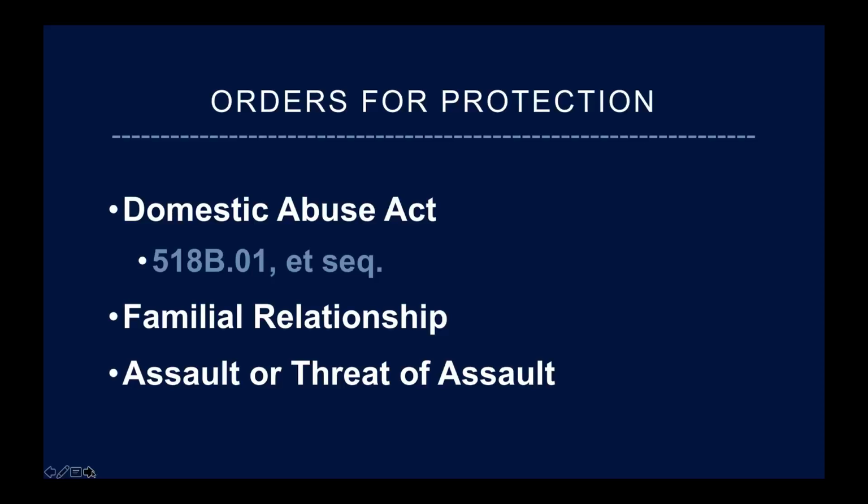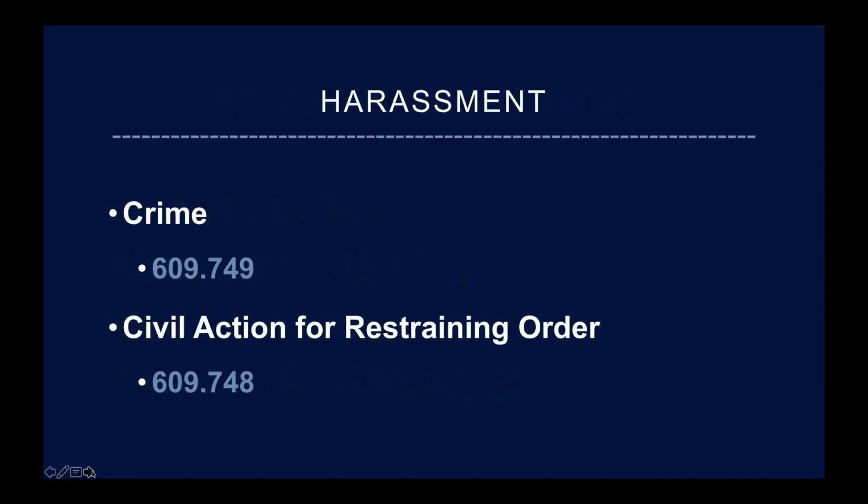Again, I included orders for protection and harassment restraining orders under the guise of family law. The takeaway is this: just know there's an entire statute that speaks to domestic abuse. You have to have a family relationship. The Domestic Abuse Act defines what domestic abuse is, and it's located at 518B.01. And then harassment. There's two types of harassment under the law. Harassment is a crime in and of itself. I've got the site there. It also can lead to a civil action for harassment to seek a restraining order.